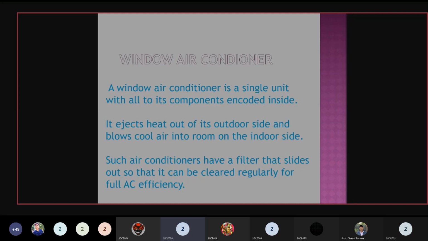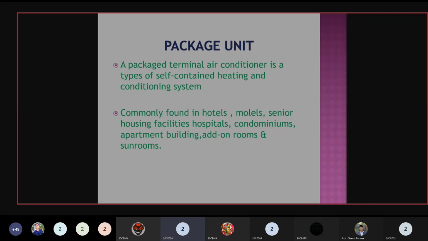Next slide. Now the last is package unit. A package terminal air conditioner is a type of self-contained heating and air conditioning system commonly found in hotels, malls, senior housing facilities, hospitals, apartment buildings, add-on rooms and sunrooms.